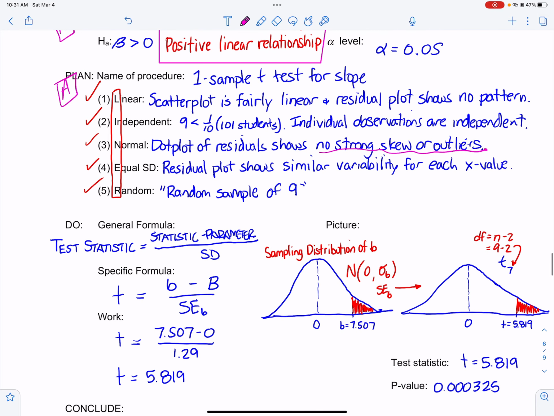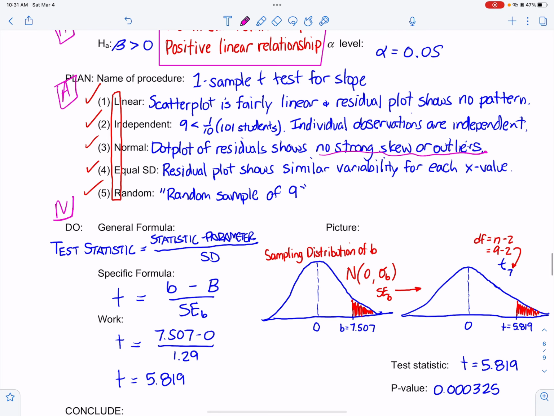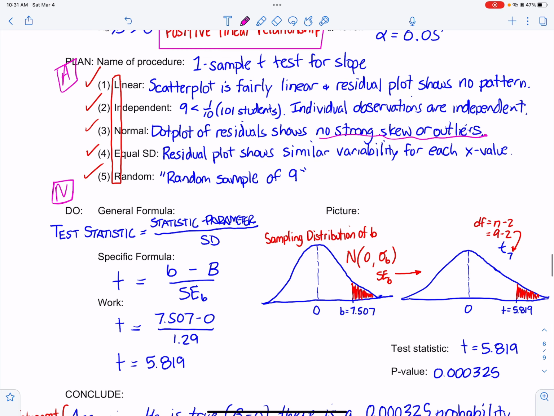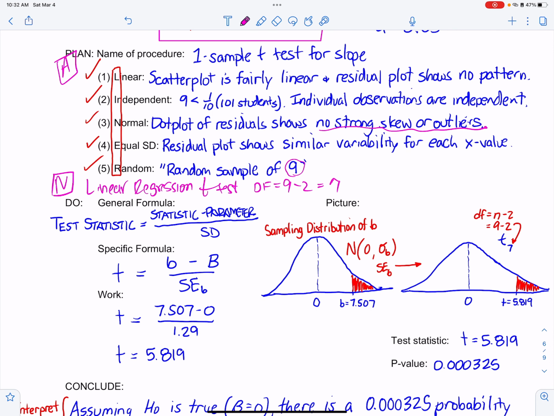Okay, so then N, I'm going to name the test. The test is named later on, but I'm going to go ahead and name it. It's a linear regression t-test with degrees of freedom of 9 minus 2 equals 7, because it's n minus 2, and I have a random sample of 9. For my statistic, it's just this formula right here, but you do not have to use this formula. Instead, you're going to put the actual data in, which we get from our chart.